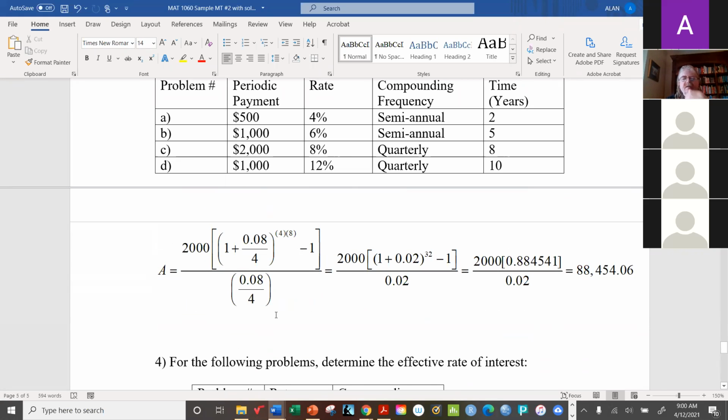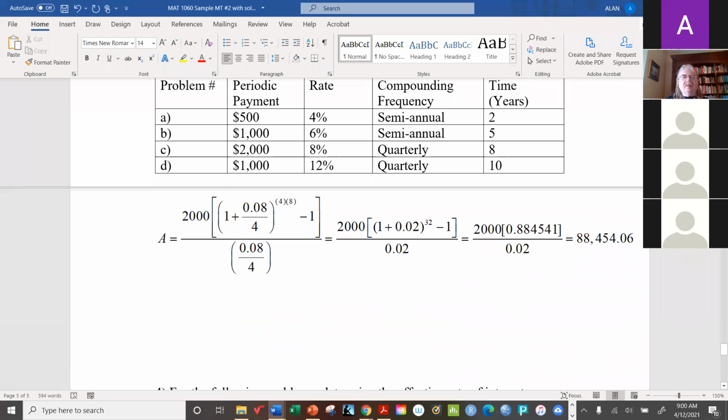So that was C. Now D. Let's start typing in the numbers. This time R is 1,000, uppercase R. Lowercase r is 0.12. We have quarterly compounding, and T is 10.